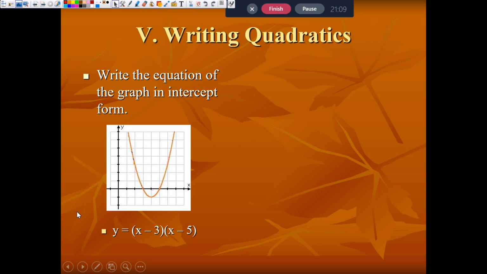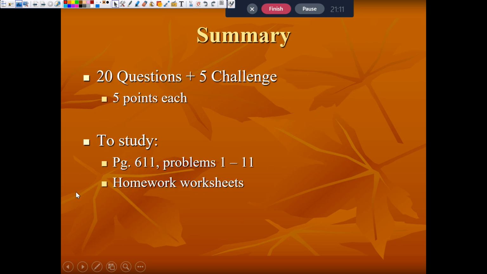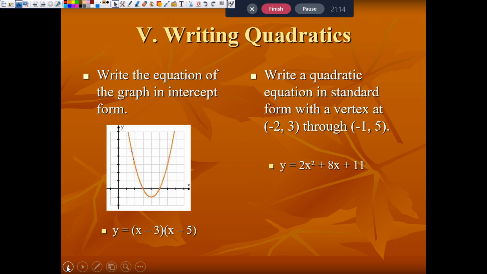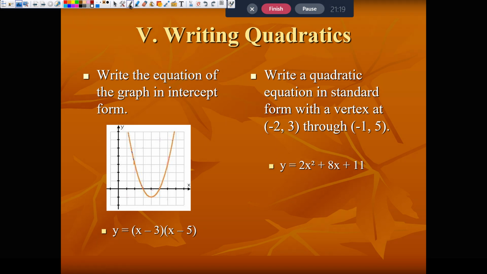So, continuing that, it says to write an equation of the graph in intercept form. So I'm going to look at my intercepts and an additional point. I recommend you use the vertex. So my x-intercepts are 3 and 5. And my additional point, I'm going to use my vertex, which is 4, negative 1.